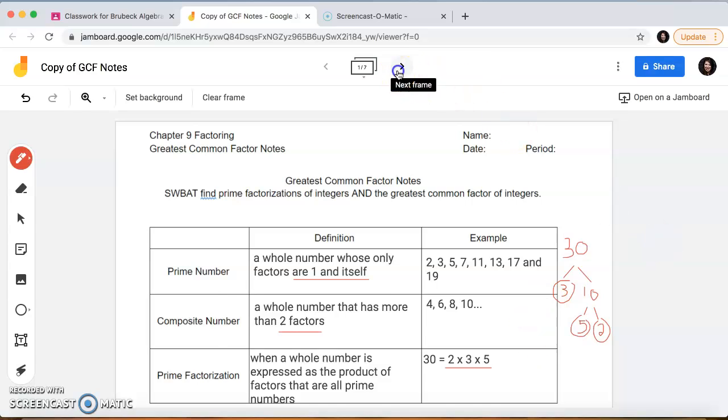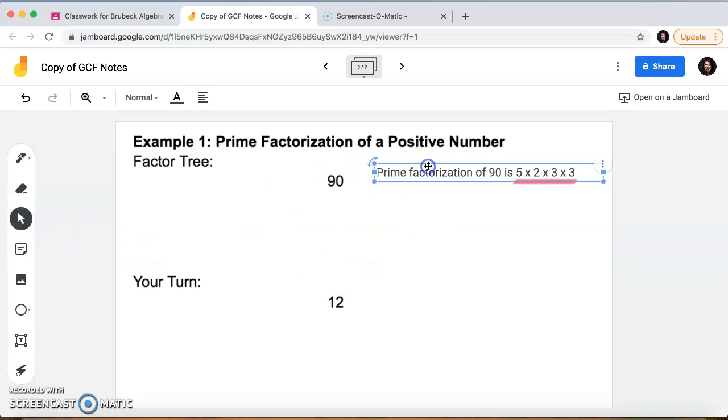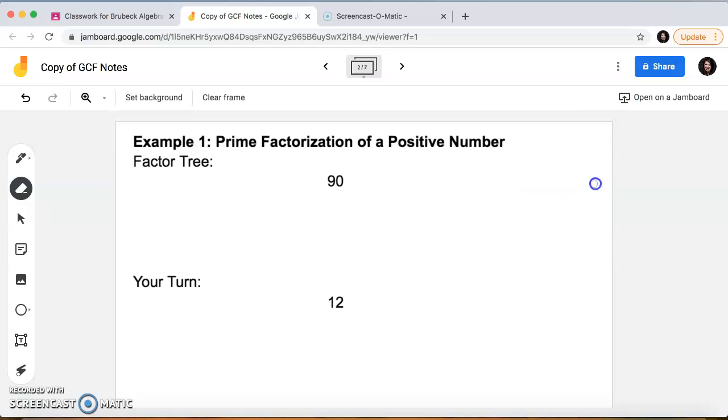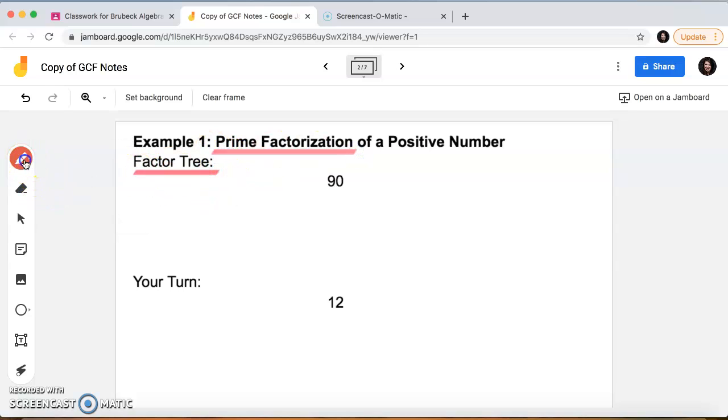I'm going to go ahead and move on to slide 2. Nothing you have to write down there. On your Jamboard, problem number 1 is already done for you, the 90, but I'm going to go ahead and do it for us here. The way we break this down is we want to find the prime factorization by making a factor tree. We can break down 90 by its factors, numbers that multiply to get us 90. I'm going to use 10 and 9, and then you want to break down 10. So 10 breaks down to 5 and 2, and 9 breaks down to 3 times 3.